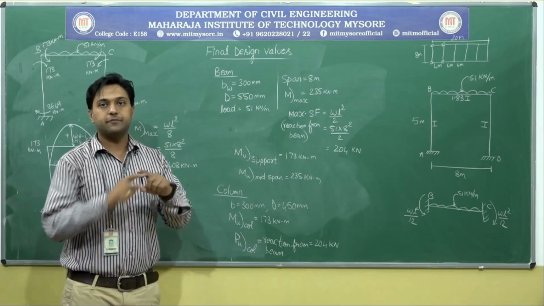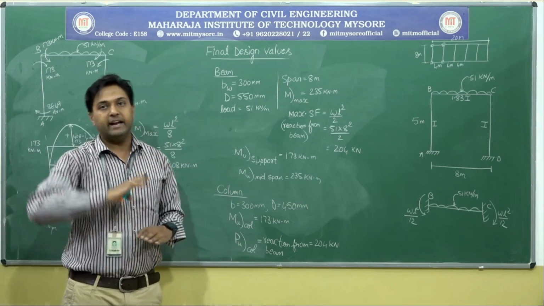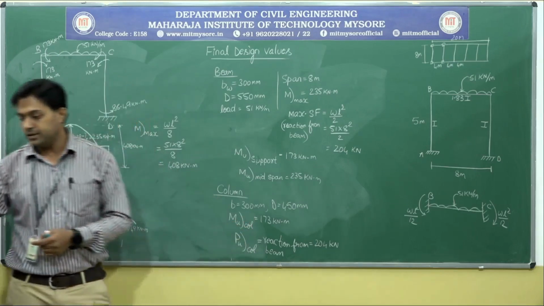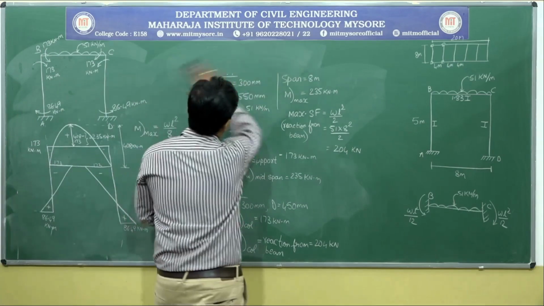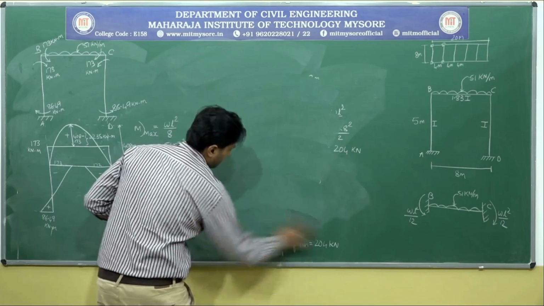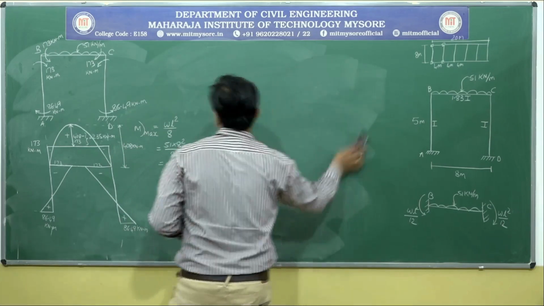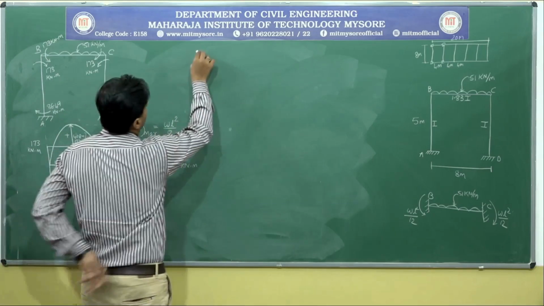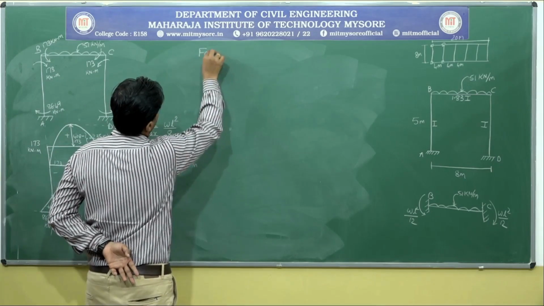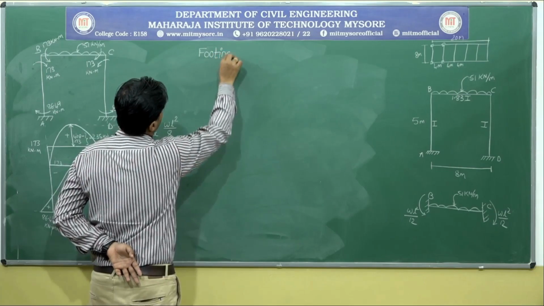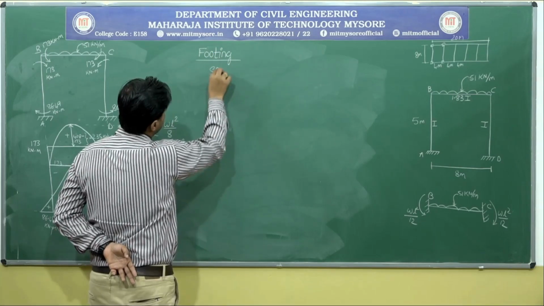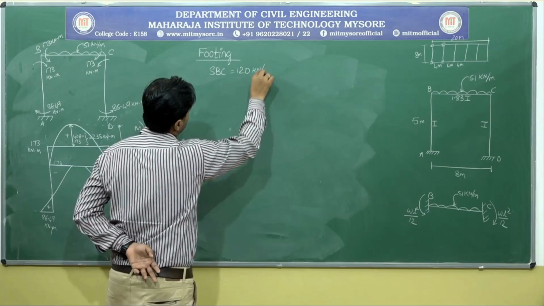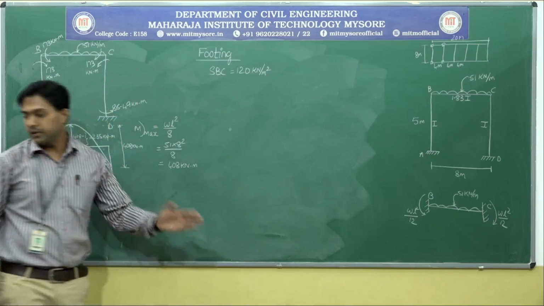So now the last one is the footing. Let me write that and then I will be proceeding with the design of beams. So next it is the footing portion. So what is the SBC of the soil that they have given? It's 120 kilonewton per meter square. It is given in the question itself.